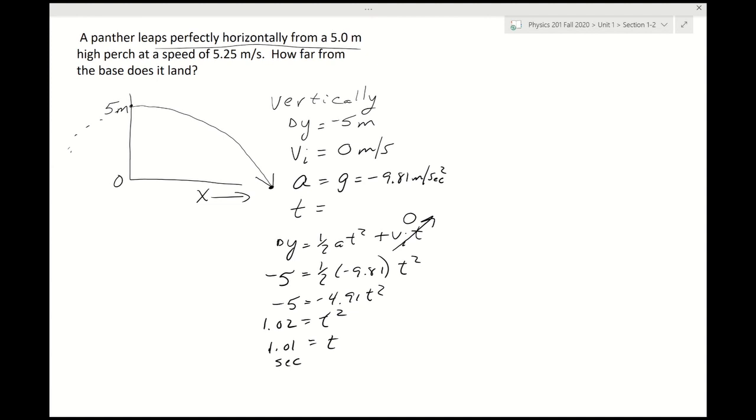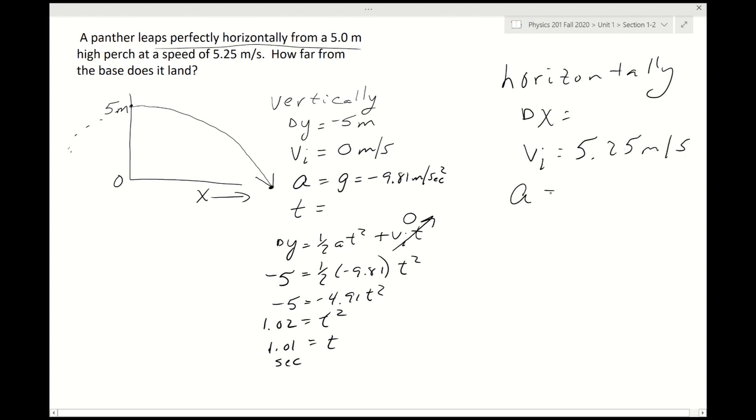Now, moving from that, the horizontal motion. I'm looking for a delta x. I know that my initial speed horizontally, my initial velocity, is 5.25 meters per second. My acceleration horizontally is 0. Gravity only operates up and down. My time is 1.01 seconds.